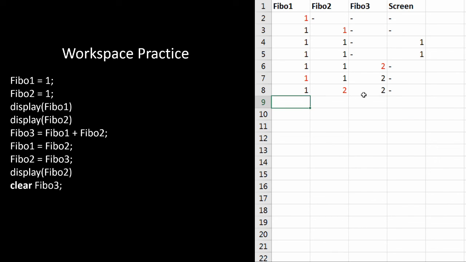We then, in the next line, display the value of Fib2. So the values of our variables stay the same, and we have screen output of Fib2, which in this case is 2. And the last line says clear Fib3, so the value 2 gets cleared, and we have no screen output. And we highlight the fact that Fib3 got cleared.